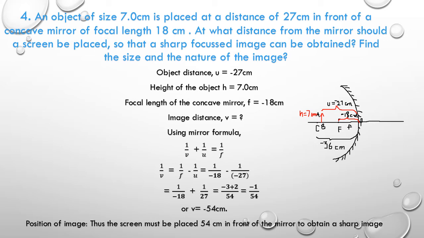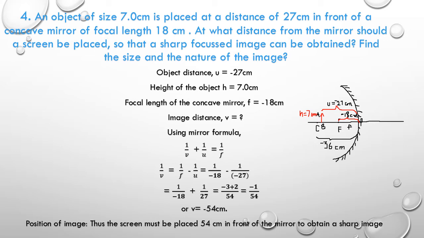Height of the object. They have given the size of the object, or the height of the object, which is the letter h. h is equal to 7 cm. Always the object is kept erect, above the principal axis, so it is positive 7 cm. Focal length of the concave mirror f is negative. Always we take a concave mirror's focal length as negative. So it's given f is 18, and we write it as negative 18 centimeter.